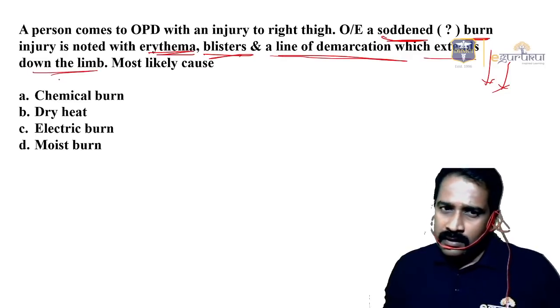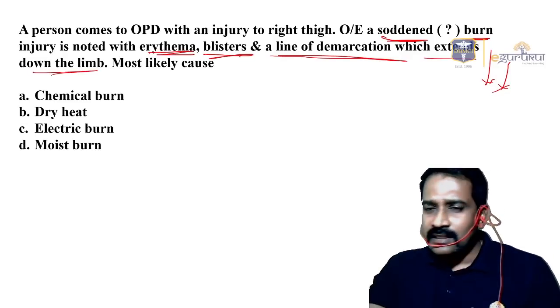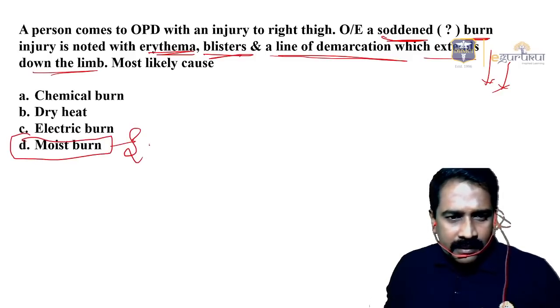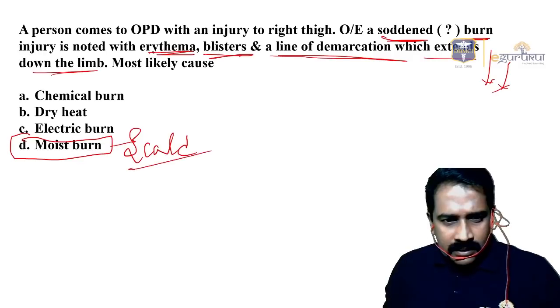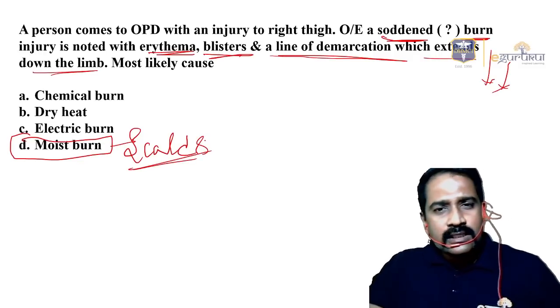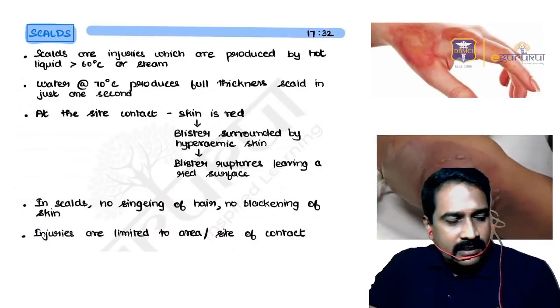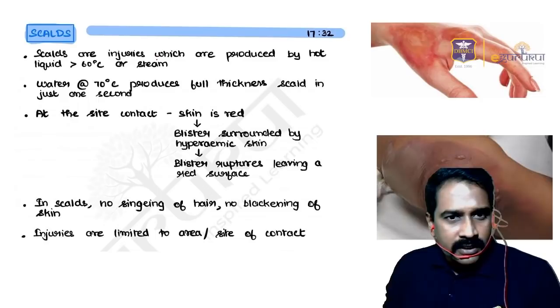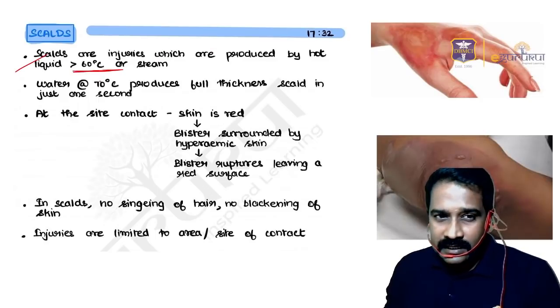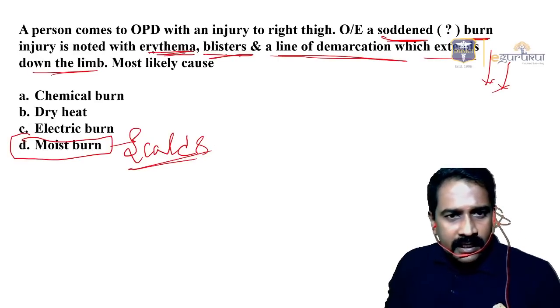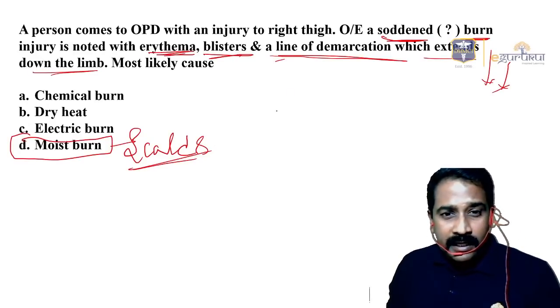So obviously the most common cause is, so this should clearly say it is moist burn, which we call scald. So these are scalds. Well, let's go to the theoretical part of this. Scalds are injuries produced by a hot liquid more than 60 degrees. The important point you've got to note here is they have given erythema, blisters, demarcation.